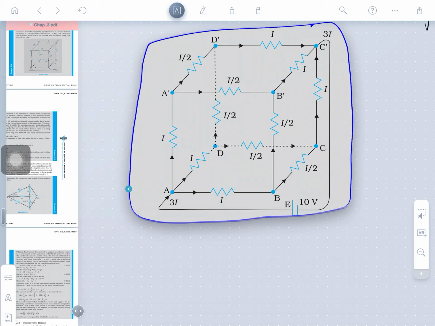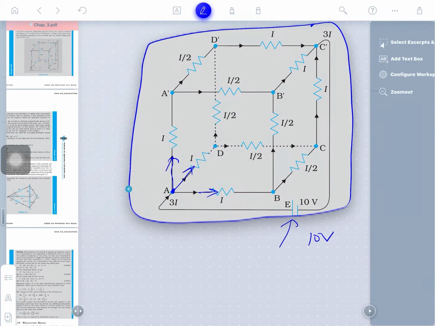So if you see here, this is the source, a 10 volt source. Current is drawn from the source. This is the junction A. At the junction A, you will see three sides: side 1, side 2 and side 3. You will see all resistors are identical. Right, it is given in the question that they are identical.